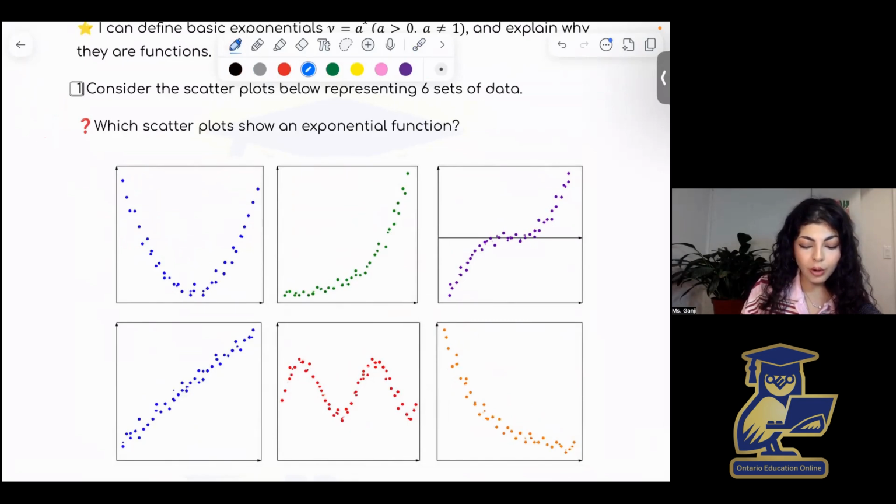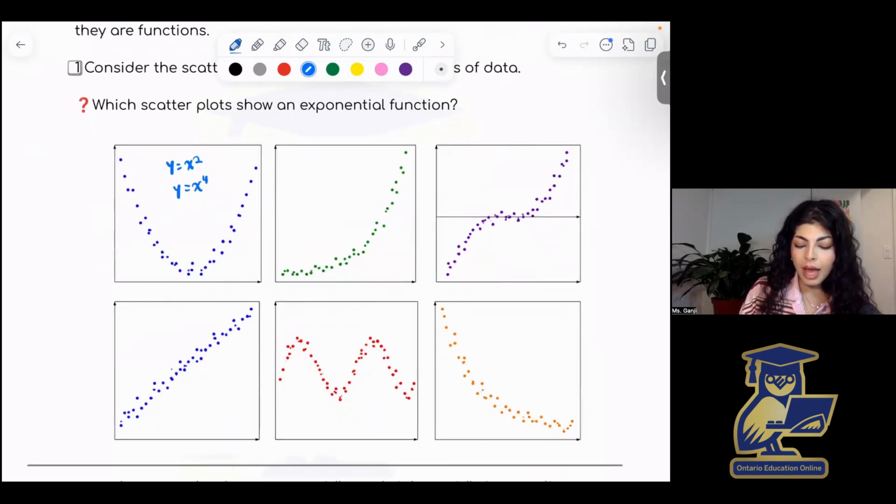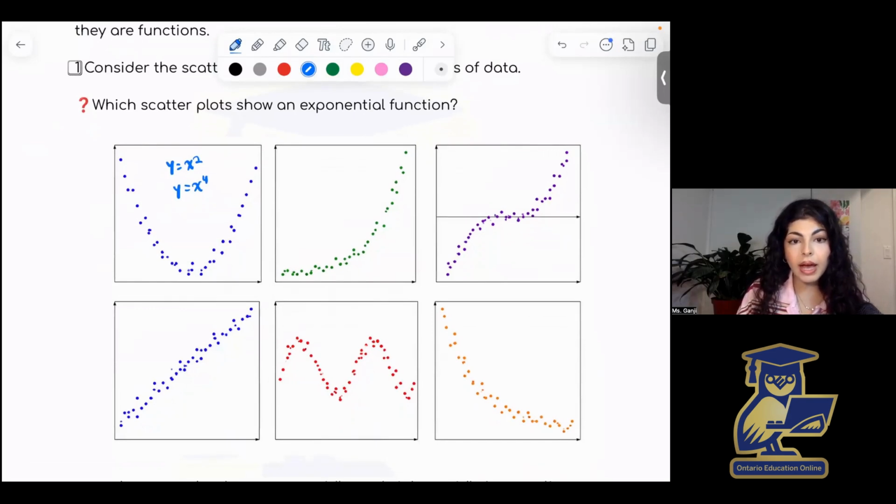Right away, I hope this one reminds you of our quadratic function. So y is equal to x squared, or it could even be y is equal to x to the power of 4. So that one is not going to be an exponential function. This one does have potential to be an exponential function. We can see that it is rapidly growing as x is growing. So this one actually could be an exponential function.